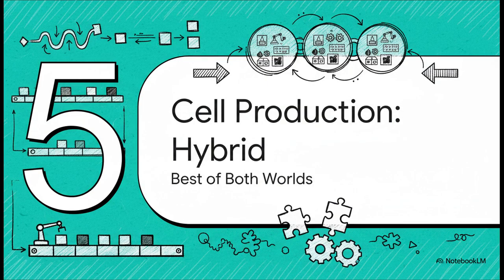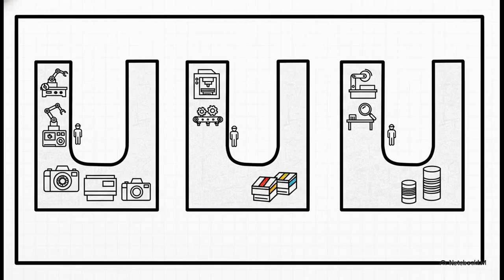So we've got extreme flexibility on one side and extreme efficiency on the other. But what if you need a little bit of both? Well, that's where our third method comes in. It's a really clever hybrid called cell production. The idea here is actually pretty genius. You basically create these little mini factories inside the main factory.